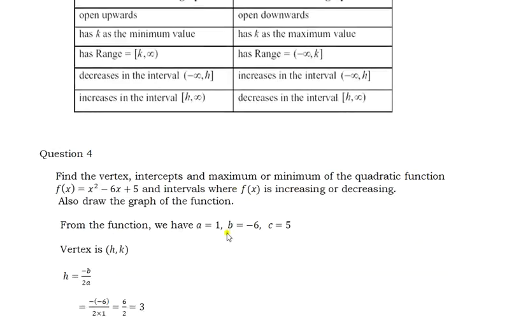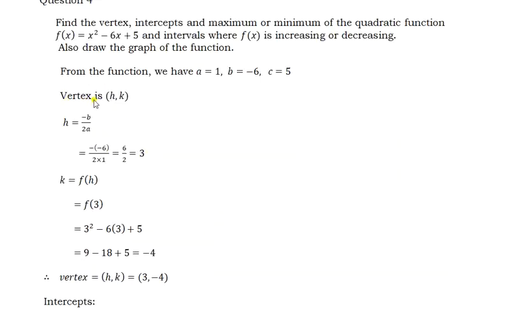So now we go back to the question. We have to find vertex h comma k. We have a rule for h and a rule for k, that we have to remember. So what is h? H equal to minus b by 2a. B is minus 6, so minus of minus 6 becomes plus 6 divided by 2a. A is 1, so 2 into 1, so this is 6 by 2, answer is 3. So h is 3.